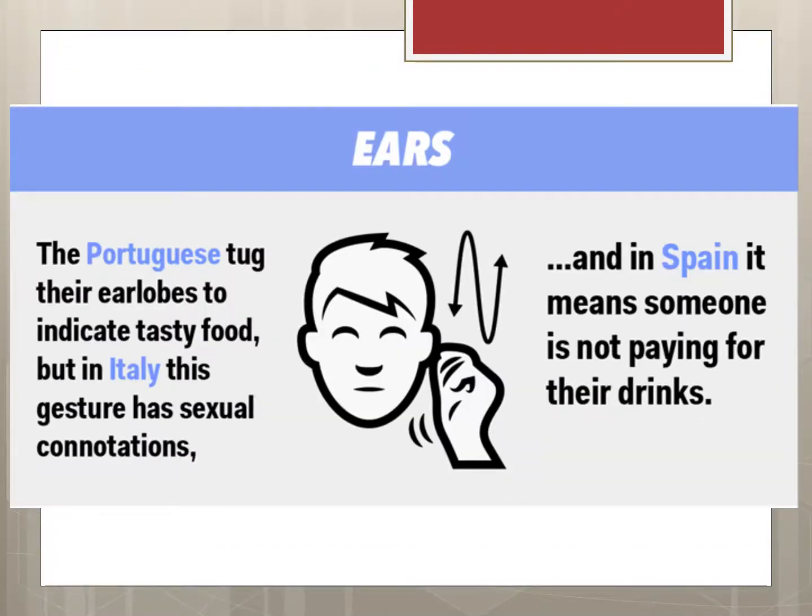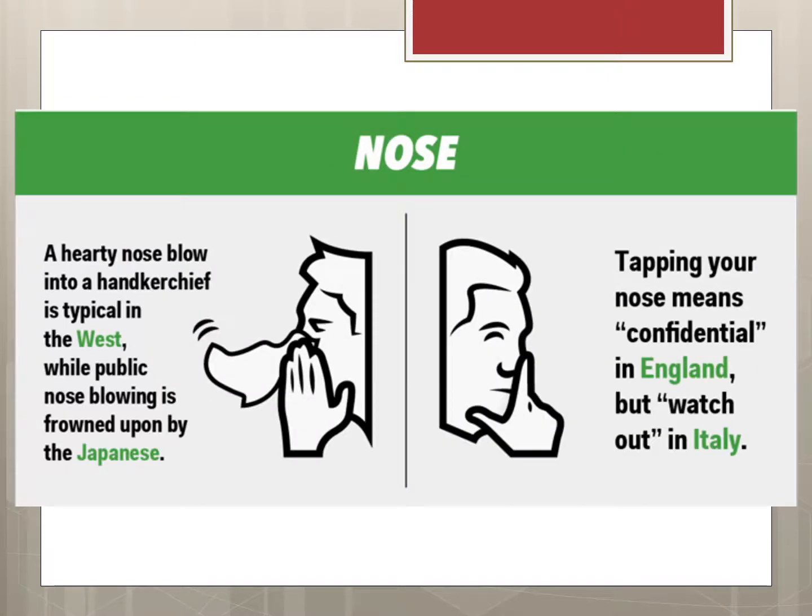Ears. The Portuguese tug their earlobes to indicate tasty food, but in Italy, this has a sexual connotation. And in Spain, it means someone's not paying for drinks. The nose. A hearty nose blow into a handkerchief is typical in the West, but in Japanese culture, blowing one's nose in public is frowned upon. Tapping your nose in England means confidential, but in Italy, it means watch out.